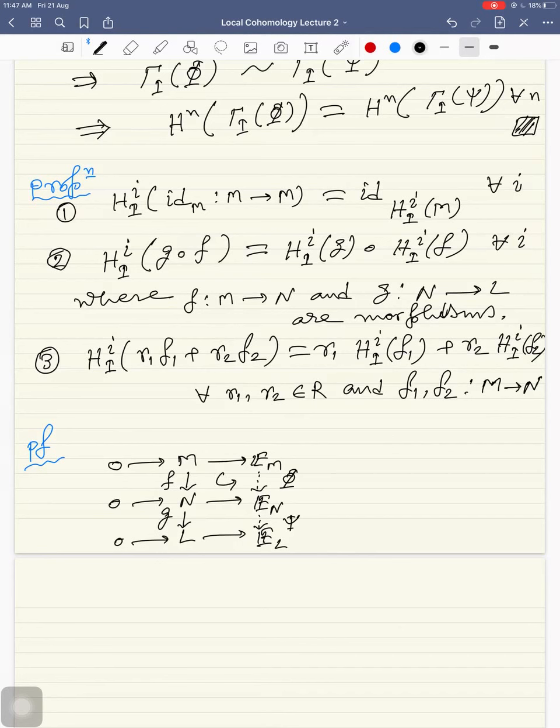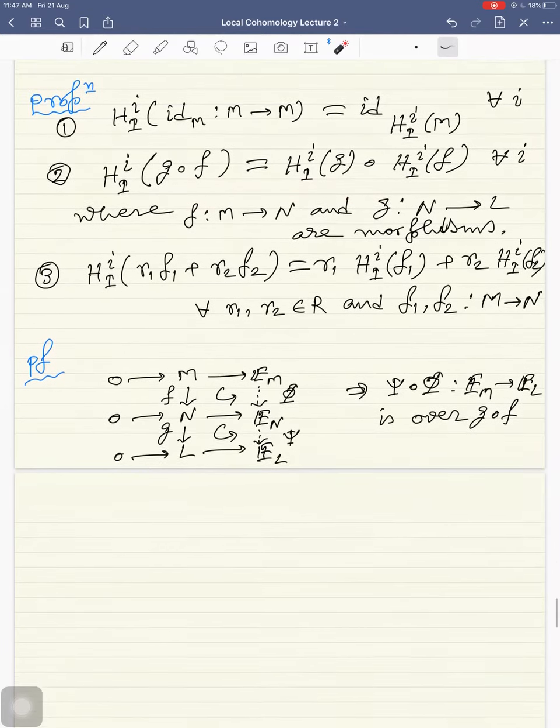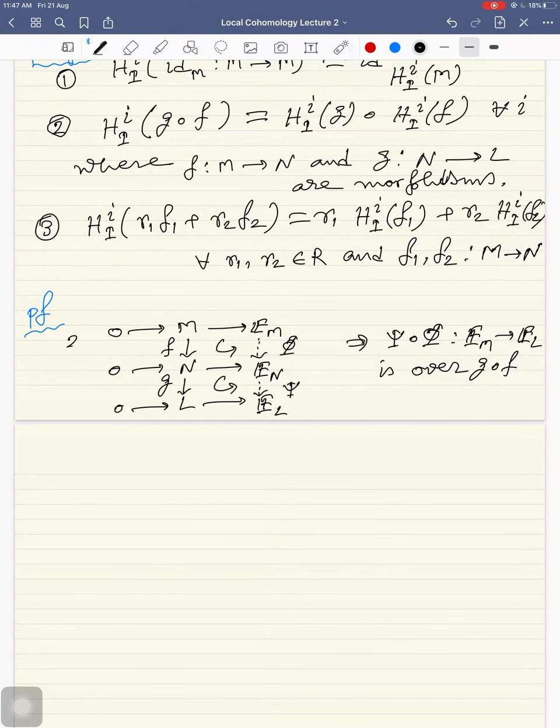This phi is over F and this psi is over G, then that implies that psi composed with phi, which is from EM to EL, is over G composed with F. So you just use this quotient map to compute this morphism, and taking cohomology is a functor, so you will get this equality. Yeah, so this is for the second statement.